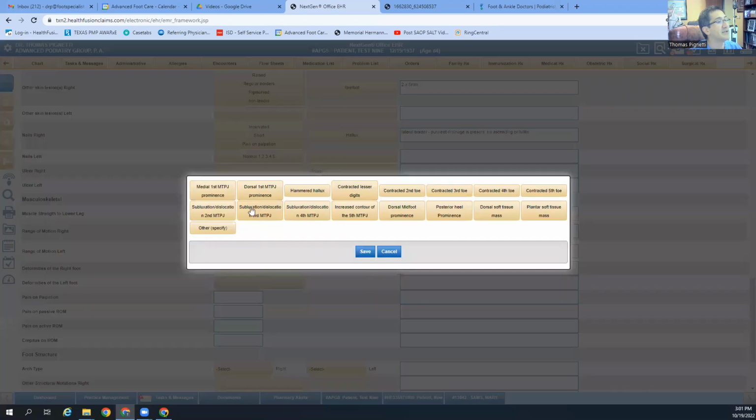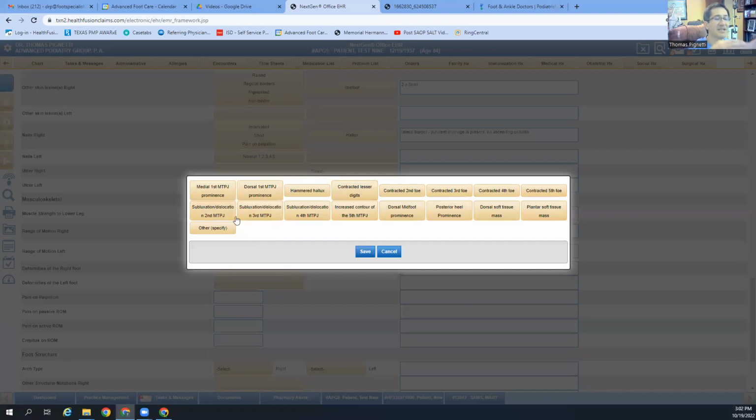Deformities of the foot, these are all different things. So medial first MPJ prominence, dorsal first MPJ prominence. A hammered hallux is a hammer toe of the big toe. Contracted lesser toes are when you have hammer toes like this. So that means all of them are contracted or the individual ones are contracted. You can click whichever ones are. Usually you can click several different things on these in order to take off what you don't want before you save.